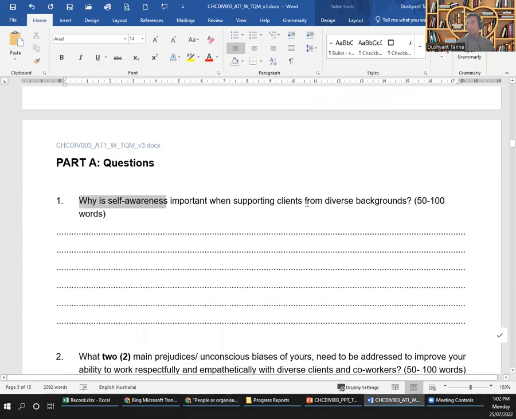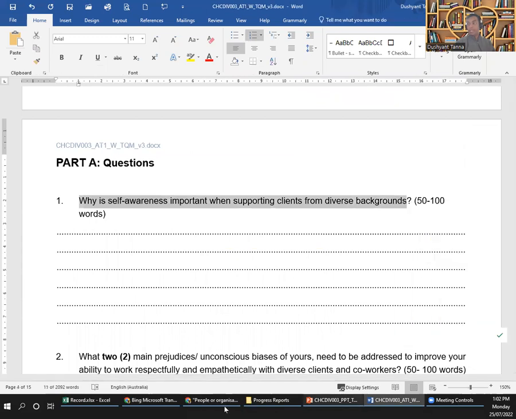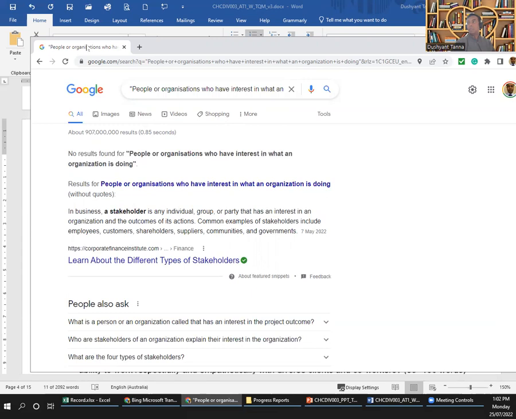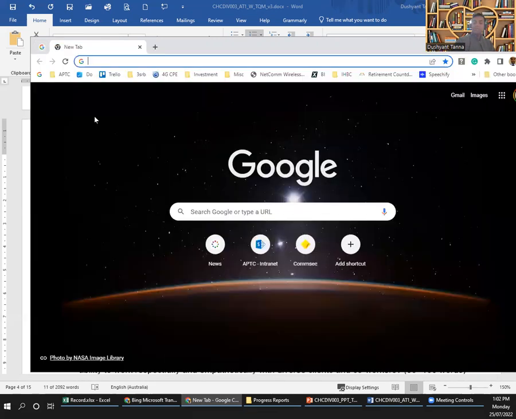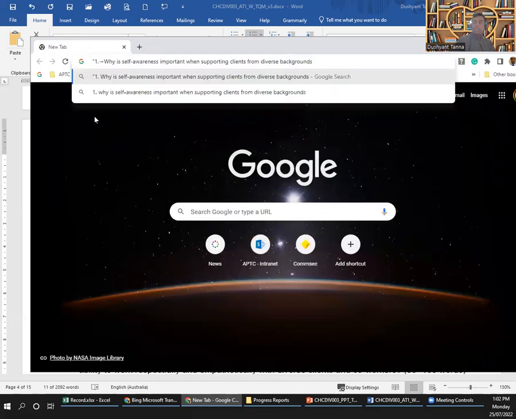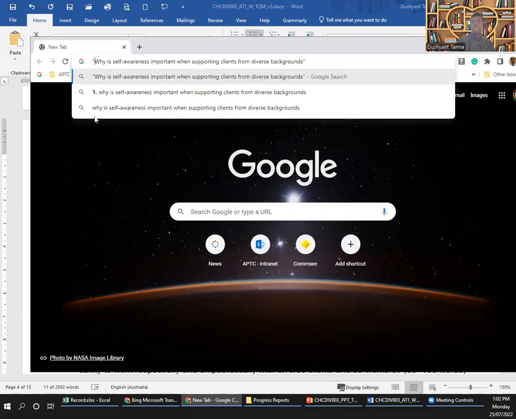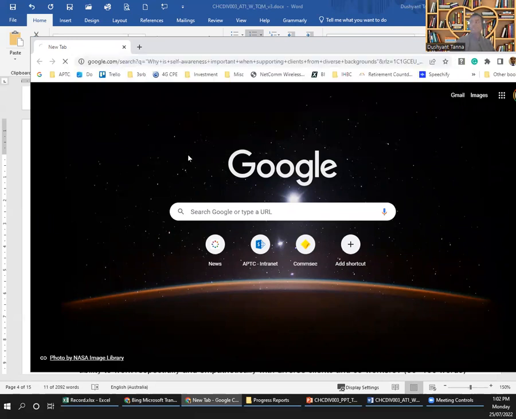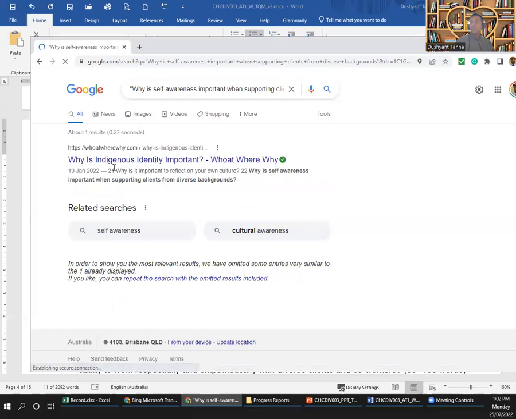why self-awareness is important in supporting people from diverse backgrounds. I'll copy that, I'll go to Google and I'll put that information within inverted commas. So it will try to pick up the same words. See, it's on what, when, why it is, why self-awareness is important when supporting clients from diverse backgrounds, right?